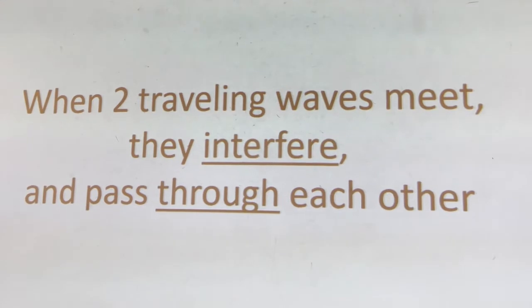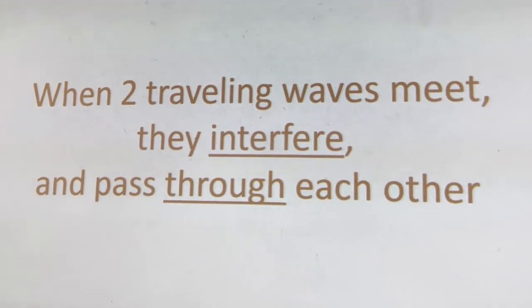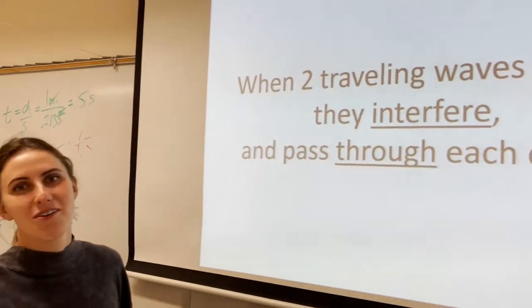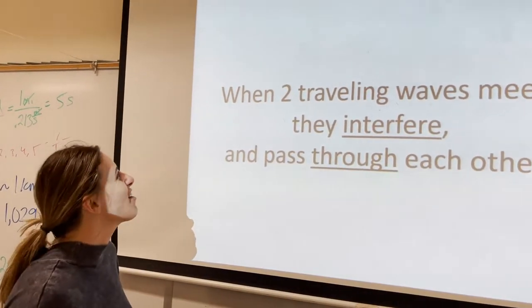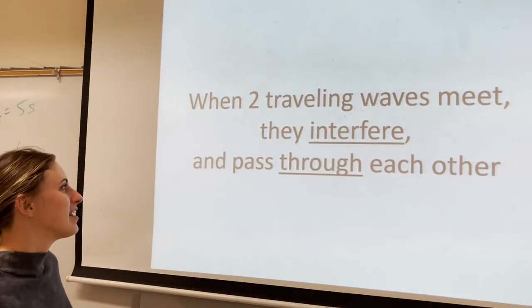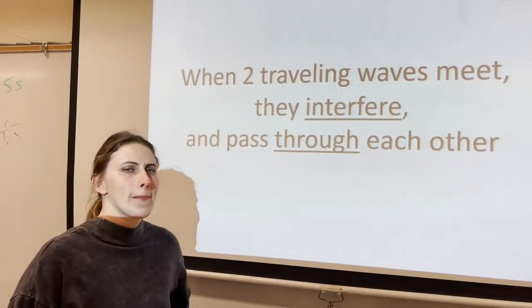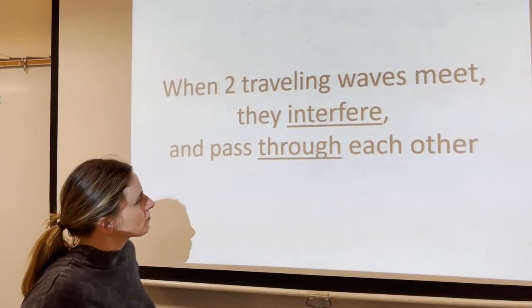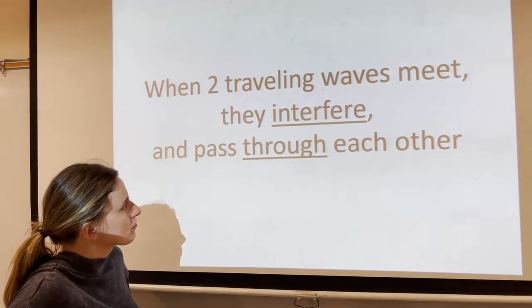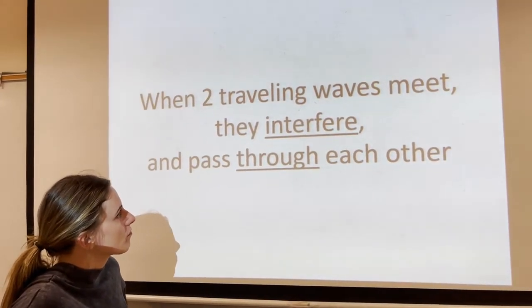When two traveling waves meet, they interfere. Oh, we forgot to do it. Yeah, well, no, that's okay. When two traveling waves meet, they interfere and pass through each other. So the pulses that we were sending towards each other did not bounce off and come back. They pass right on through each other.